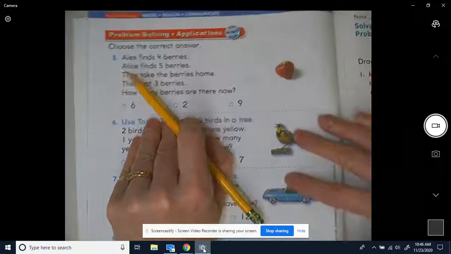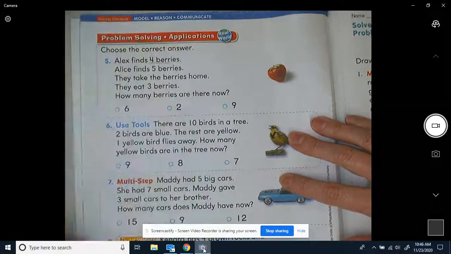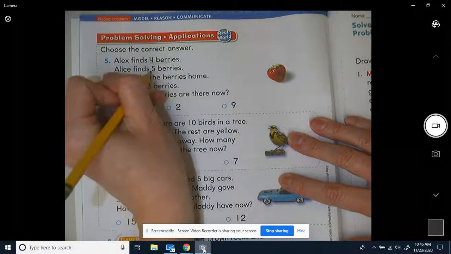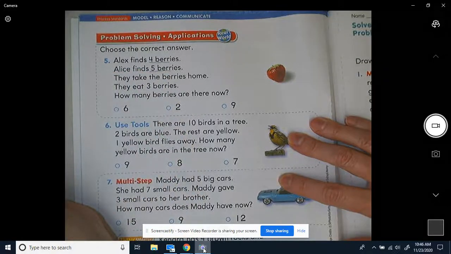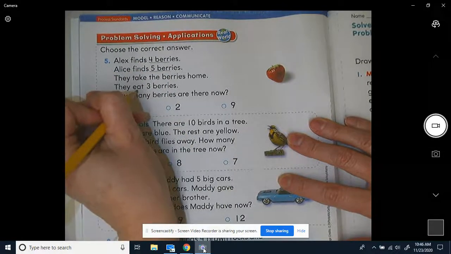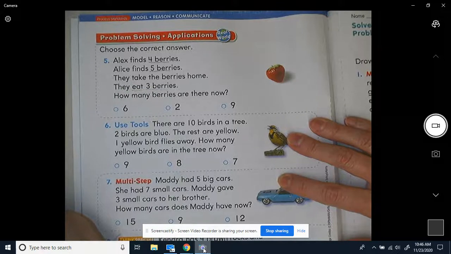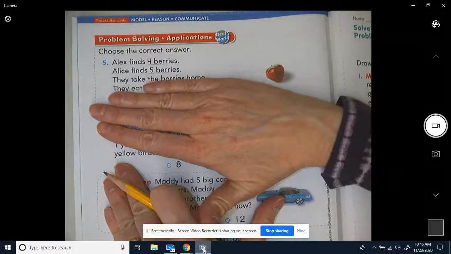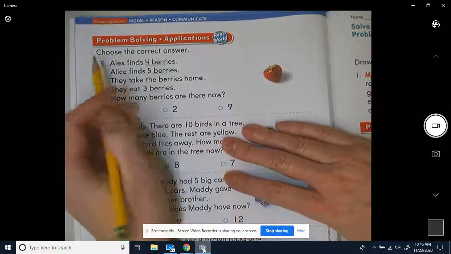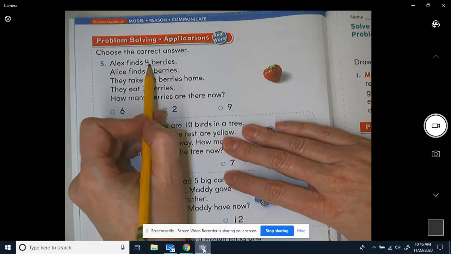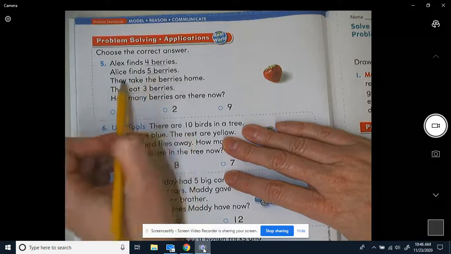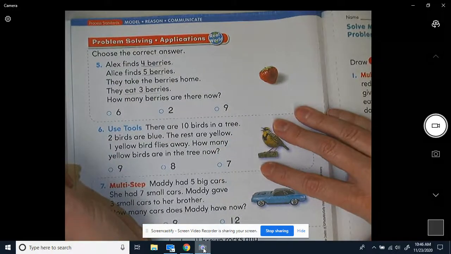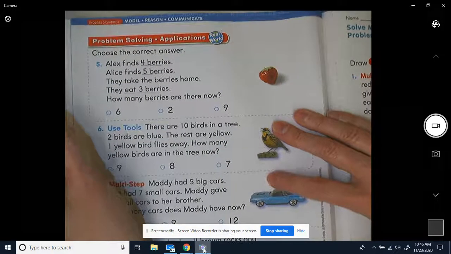Alex finds 4 berries. Alice finds 5 berries. They take the berries home. They eat 3 berries. How many berries are there now? Well, in these types of problems, you have to kind of break it into 2 parts. So we're going to ignore the bottom part of the problem to start with. And we just have Alex finds 4 berries, Alice finds 5 berries, and they take them home. Well, let's see how many berries they have altogether.